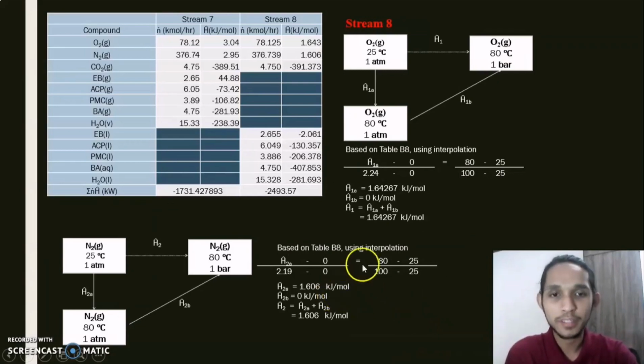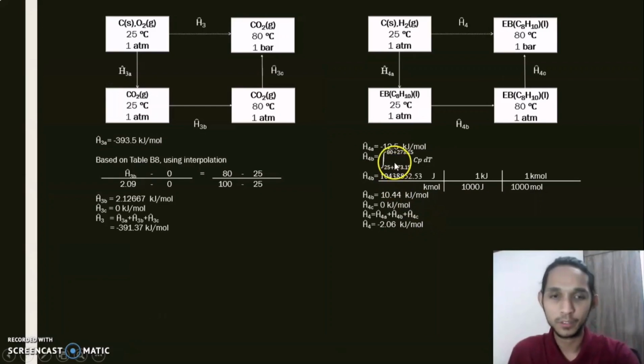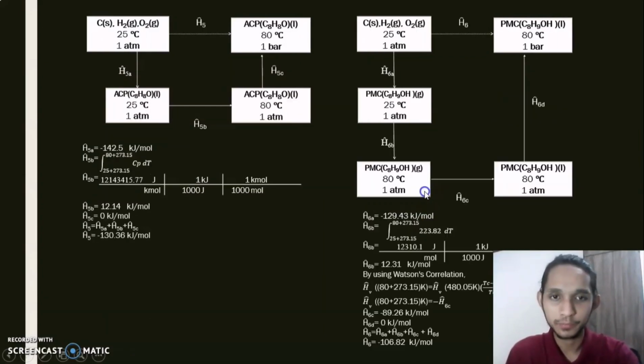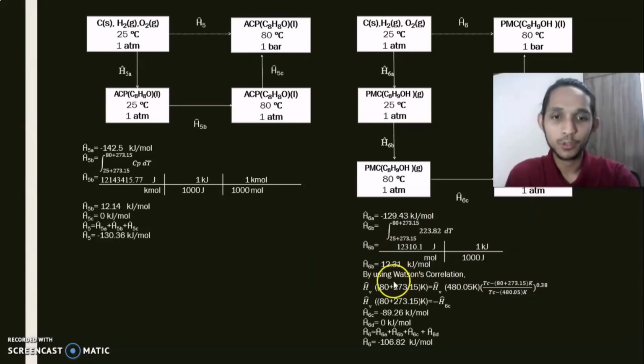For table B8 it is also the same. We use interpolation from table B8. This is using the CPDT formula. Okay, this one is interesting. As you can see here, to find H6C, we must use Watson correlation. We can get the value of H6C, which is equal to negative 89.26 kilojoule per mole.